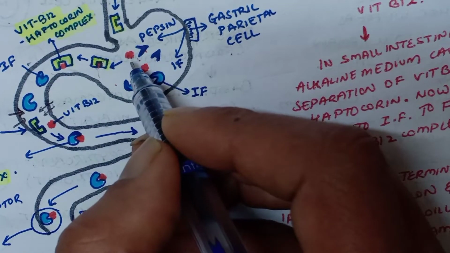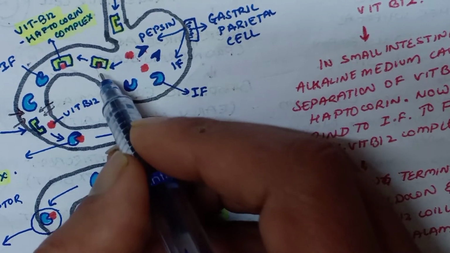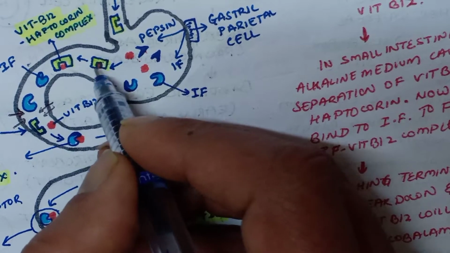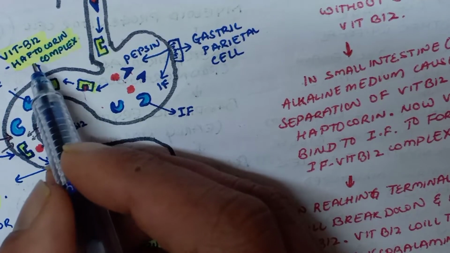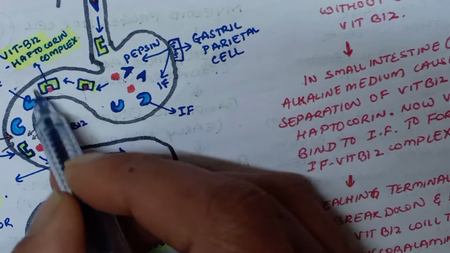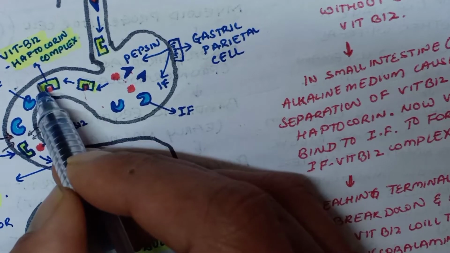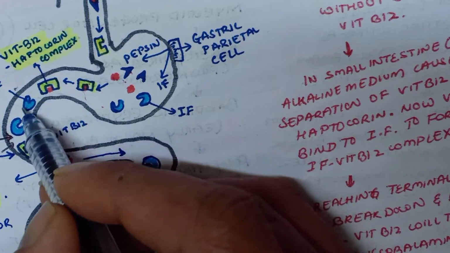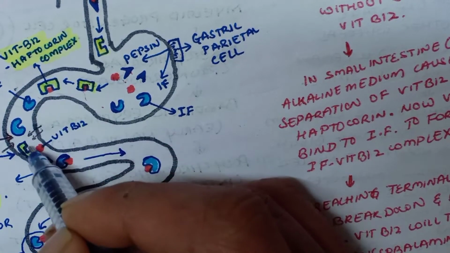Now this free vitamin B12 will bind to haptocorrin, which was produced by the salivary gland, and form the vitamin B12 haptocorrin complex. So this is the vitamin B12 haptocorrin complex. This will now pass through the stomach into the duodenum.